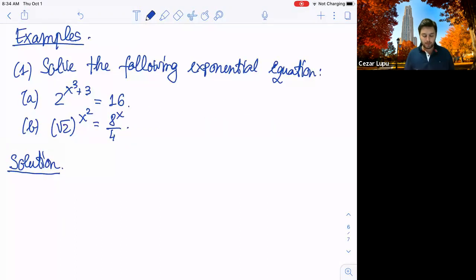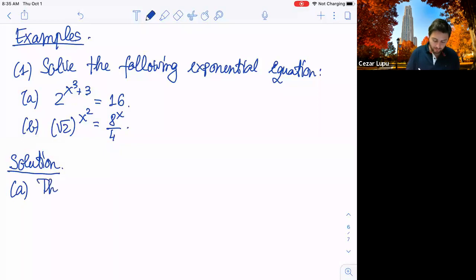Well, let's look at the first one. So I have 2 to the power x cubed plus 3 equals 16. How should I solve this? First of all, as the problem states clearly, this is an exponential equation. So the way we should solve it is that maybe we can write that 16 as an exponential, right? Maybe we can write this as 2 to some power. And yes, we can do it.